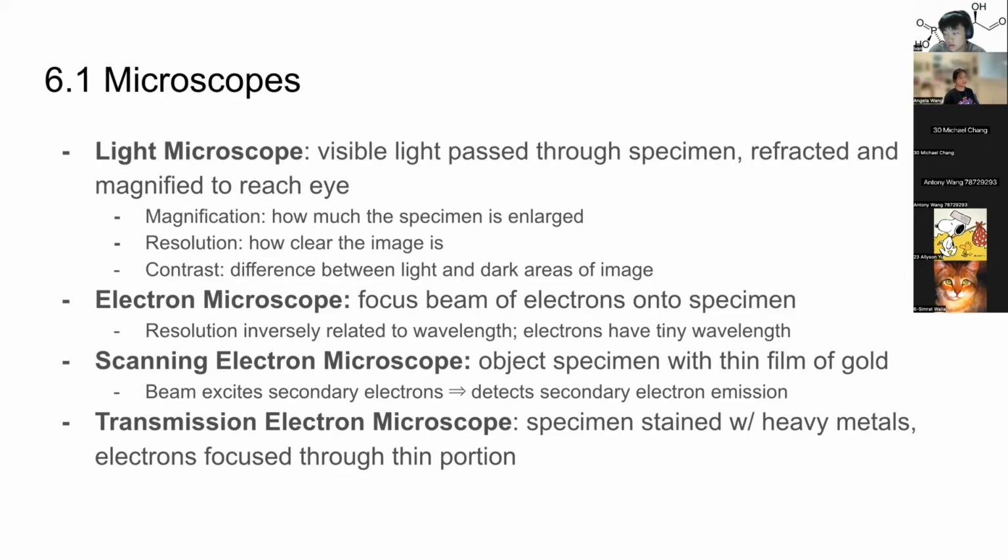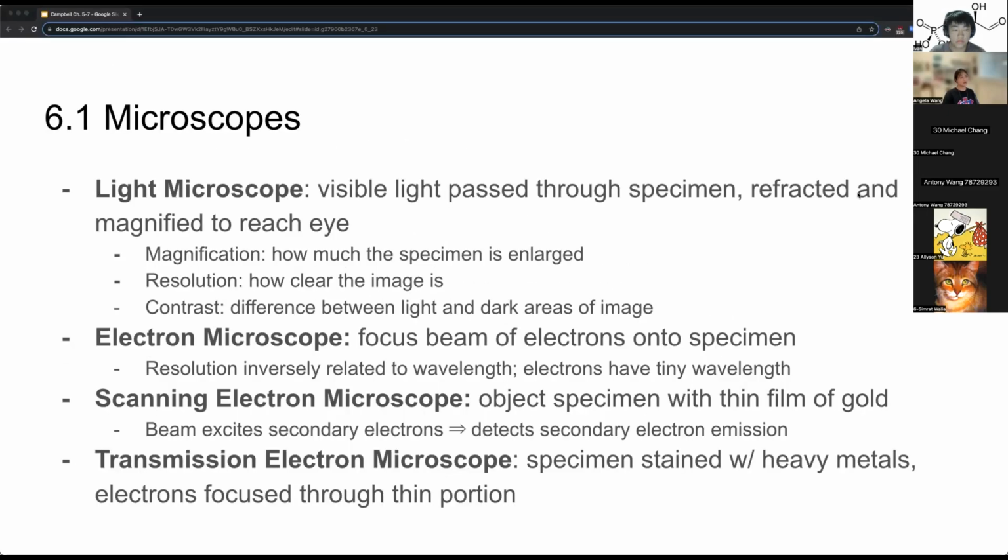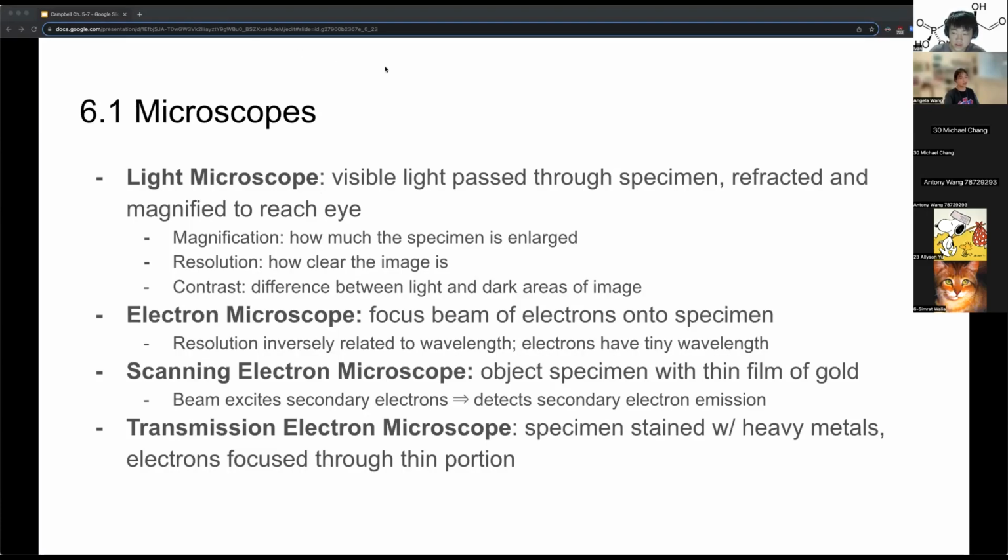Anyways, the transmission electron microscope is when specimens are stained with heavy metals and electrons are focused through the thin portions of the specimen. So the electrons will be attracted to the heavy metals and then show basically what the specimen looks like.